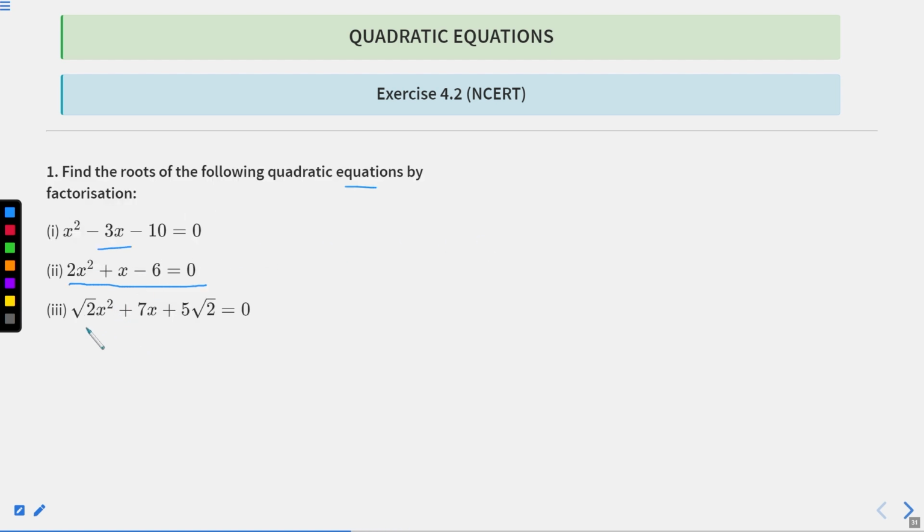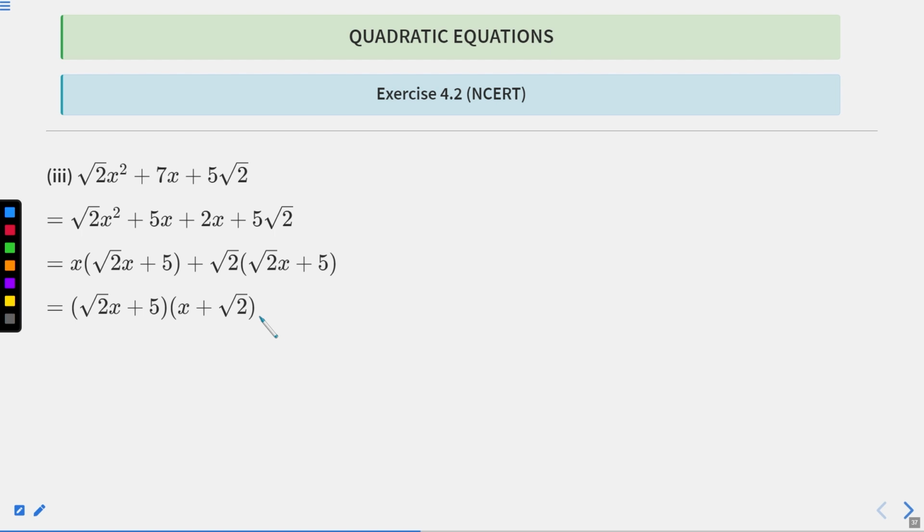In the next equation we are given this quadratic equation, √2 x² + 7x + 5√2 = 0. Here the middle term is 7x and we have to split the middle term 7x. So let us see the solution. We have this quadratic polynomial √2 x² + 7x + 5√2, and we can split the middle term 7x as 5x + 2x.